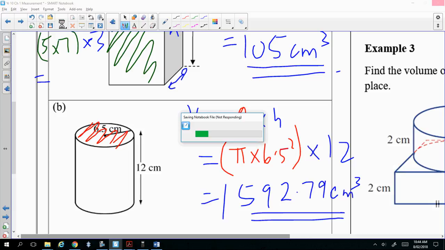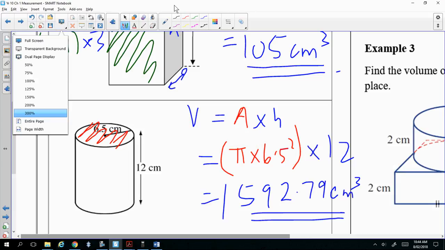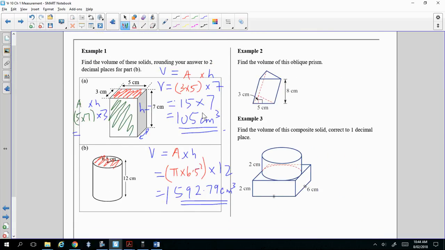Okay, good. Alright, so I'll just enlarge this for a minute. Okay, so we'll just calculate the volume of 2 prisms. Alright, any questions? We're now going to do the next 2 examples.